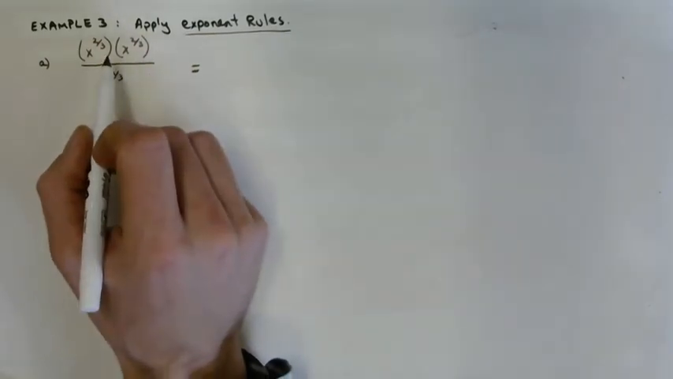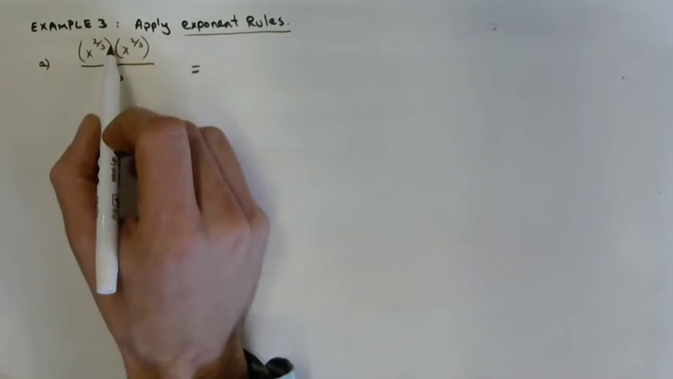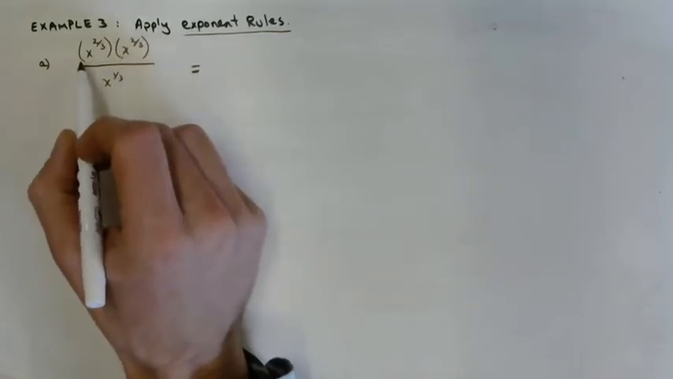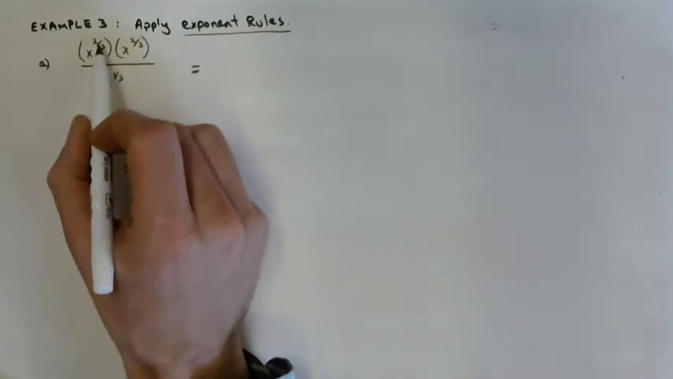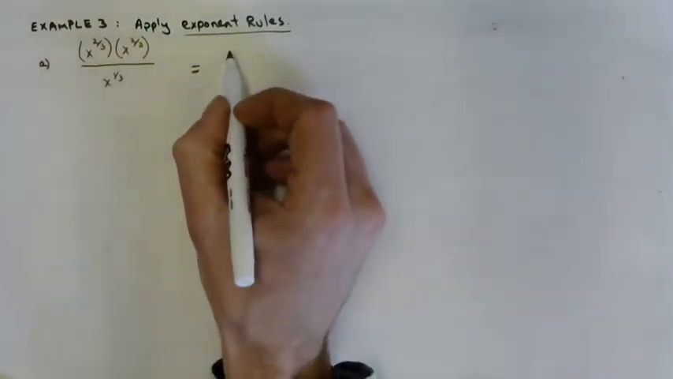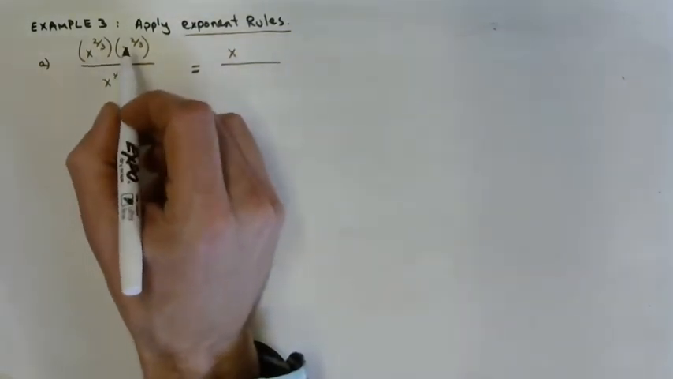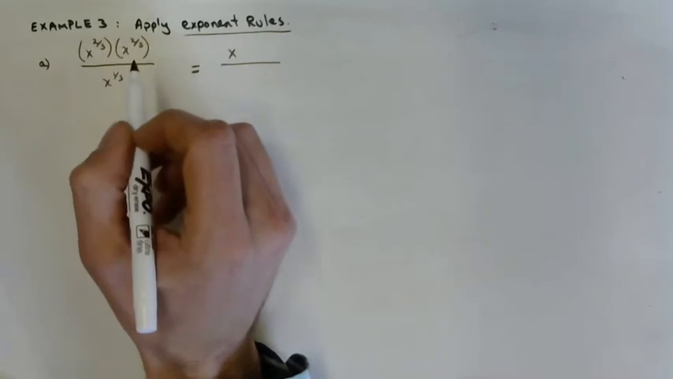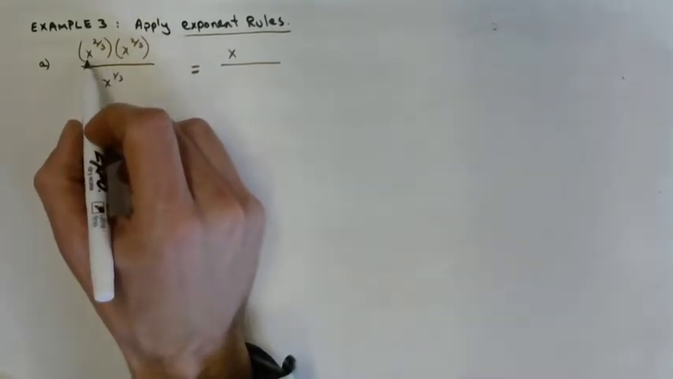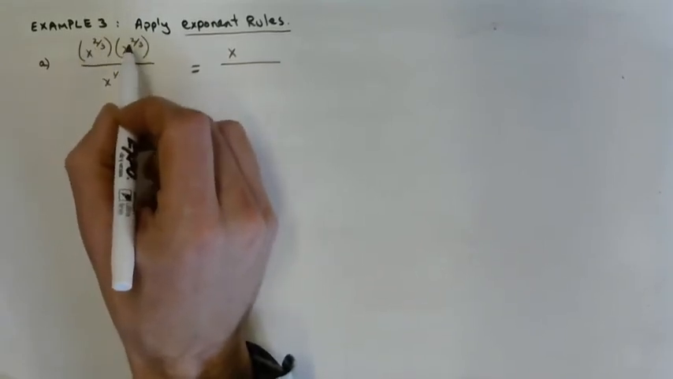So you're on the right track. It's not a power of powers, but we do have the product of two powers with the same base. So I have x to the power of something times x to the power of something, which means I can keep my base and do what to the exponents? Add them. So whenever you have the product of two powers with the same base, you just add the exponents.